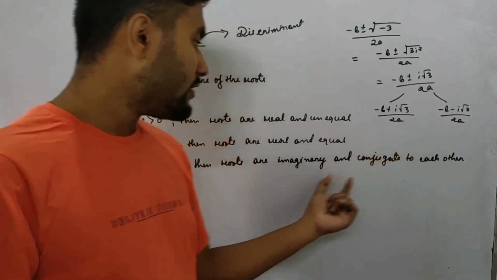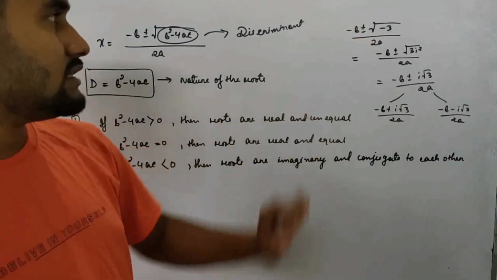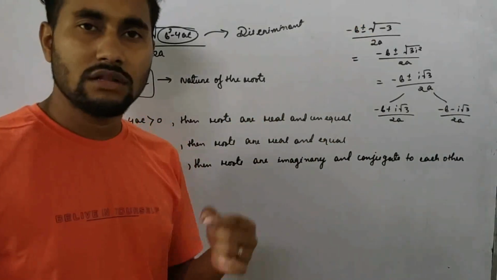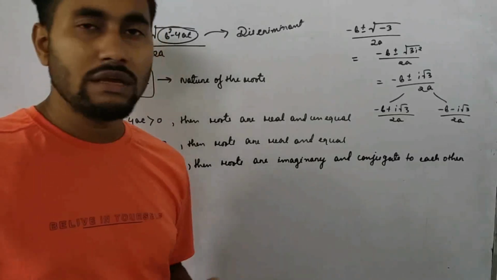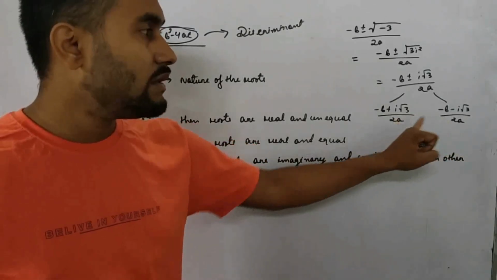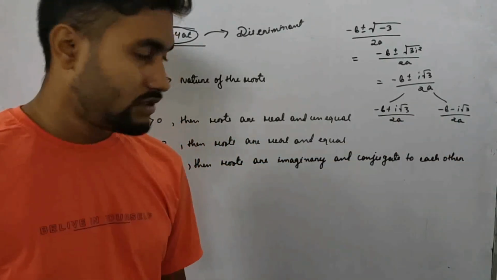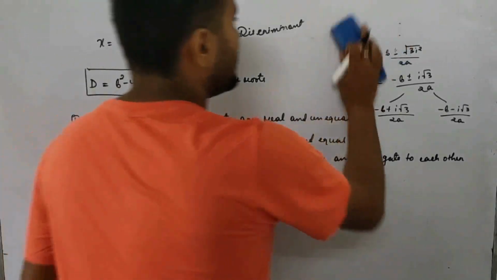So first of all, they are imaginary. If it is less than 0, inside the square root, if there is a negative number, then it is always an imaginary number. So the roots will be imaginary. Second thing, they will be conjugate to each other. So these are the three important conditions.